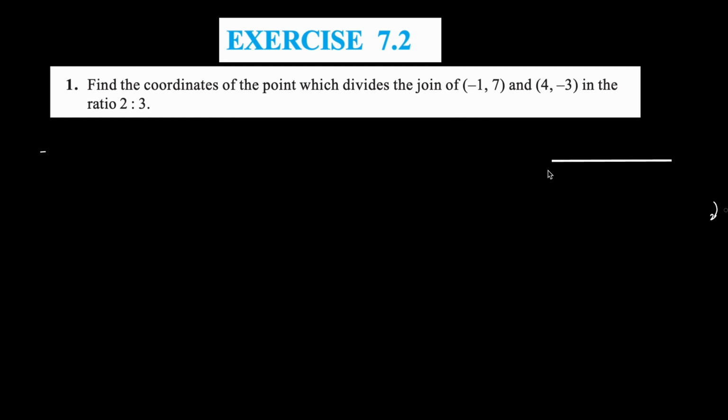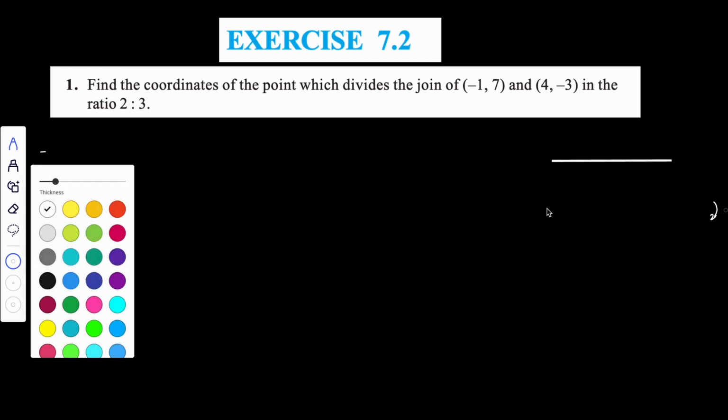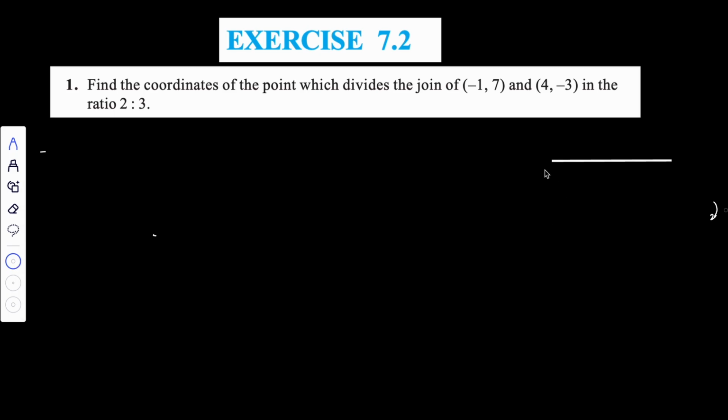Here this point I'll take as A, (-1, 7). The other point is B, (4, -3). And there is a point here on the line segment, P. We don't know it, we are required to find it, so I'll consider P(x, y). And this is dividing in the ratio m1 is to m2, and that ratio is given as 2:3.